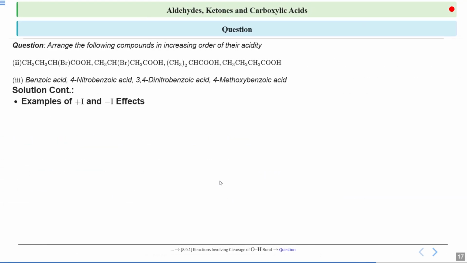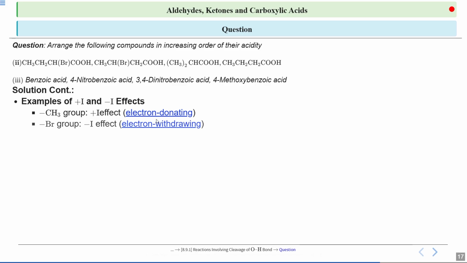Okay, now if we see the examples of plus I and minus I effects, then the CH3 group, if I talk about this methyl group, this shows plus I effect, means it can donate the electrons. Okay, so if this donates the electrons, then what will happen? It will decrease the acidity.